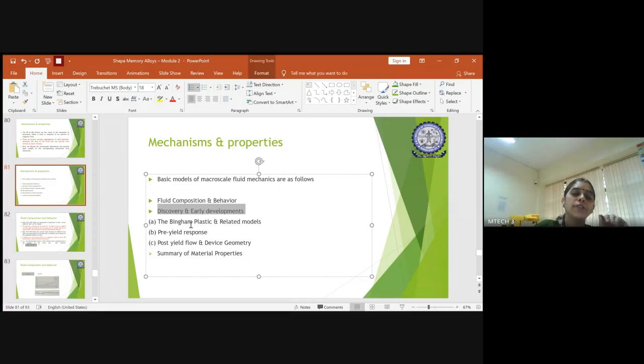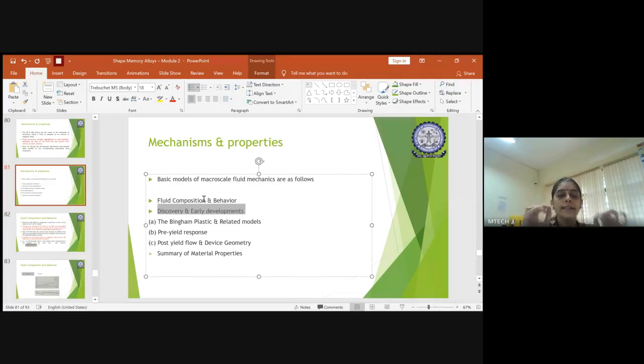You have to understand three basic models, and you should know the discovery and the early developments which were done in ER and MR fluid. Before that, you should know exactly what is the composition of the fluid and how to understand and analyze the behavior of the given fluid, whether it is ER or MR fluid. So these are the main mechanisms which are involved in our ER and MR fluid. It is not specific, okay, that this is asked only for ER fluid, or that this is asked only for MR fluid.